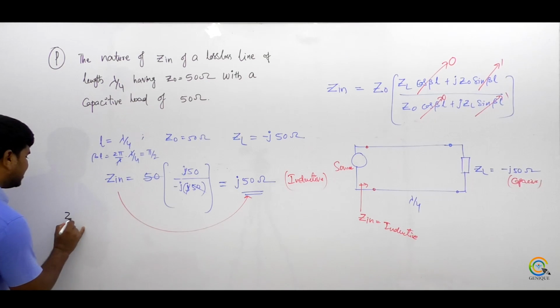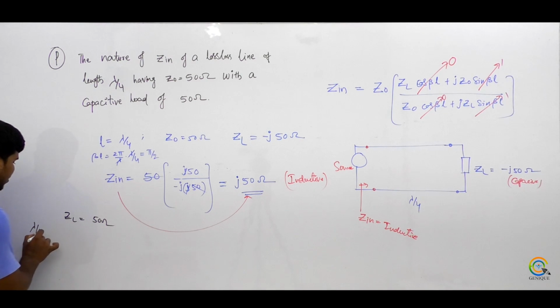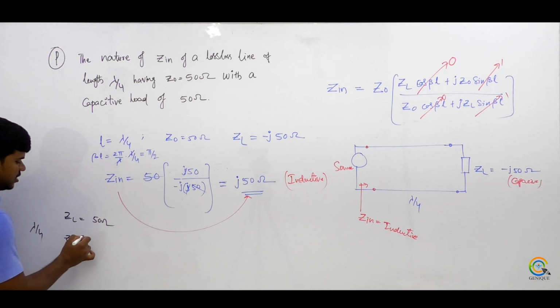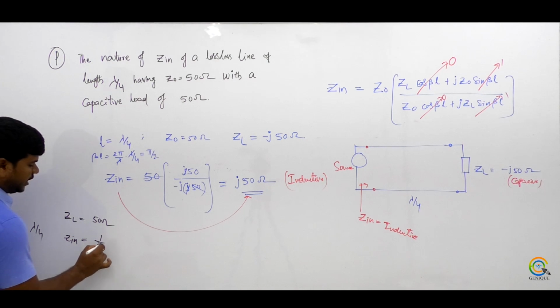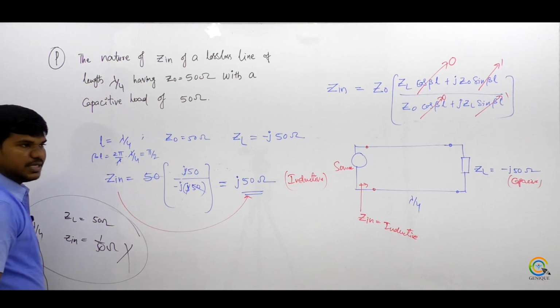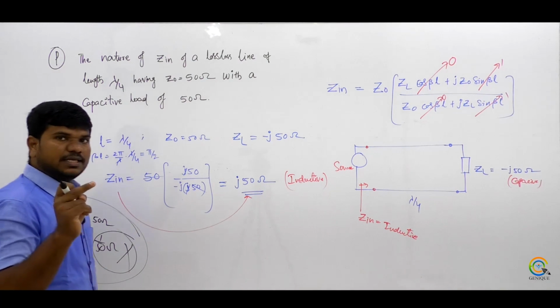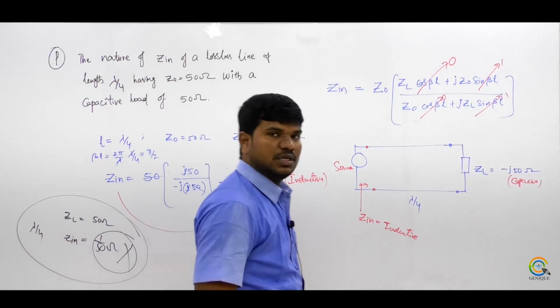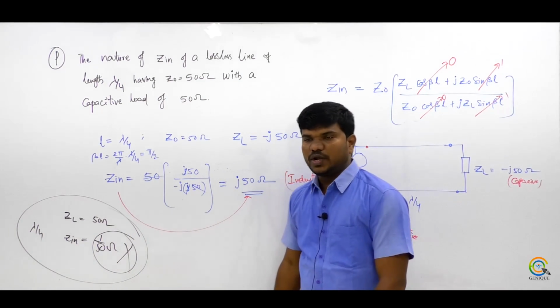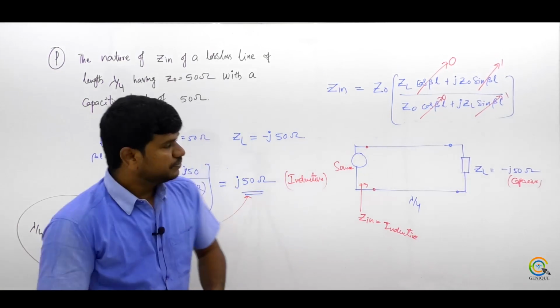Suppose ZL is equal to 50 ohm. If you use a lambda by 4 line, then what will be the Zin? You cannot say 1 by 50. That is wrong, though mostly people will think that way. It is not inverting the value. It is inverting the nature of the impedance. That's why it is called the impedance inverter.